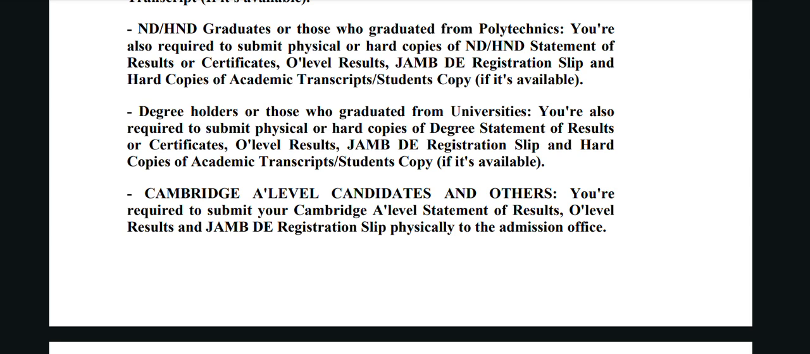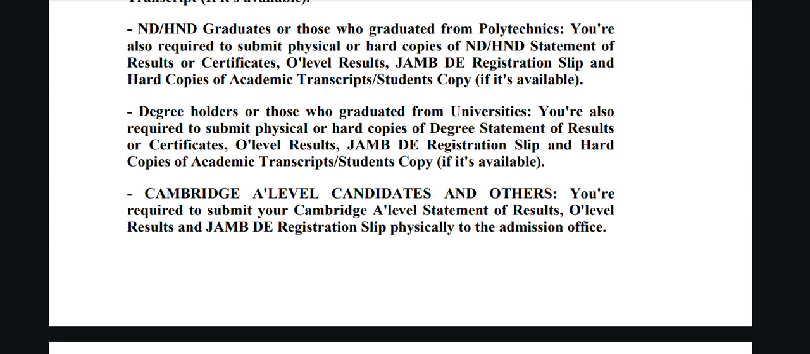And every document that is made available to you, any of these documents we mentioned, is within your capacity to have. Your degree statement of result is within your capacity. Your O-level result is with you. Your JAMB registration slip is with you. So you have access to all these documents. You are required to submit them physically as well as scan them and send a soft copy to your admission office email address. It's very important.